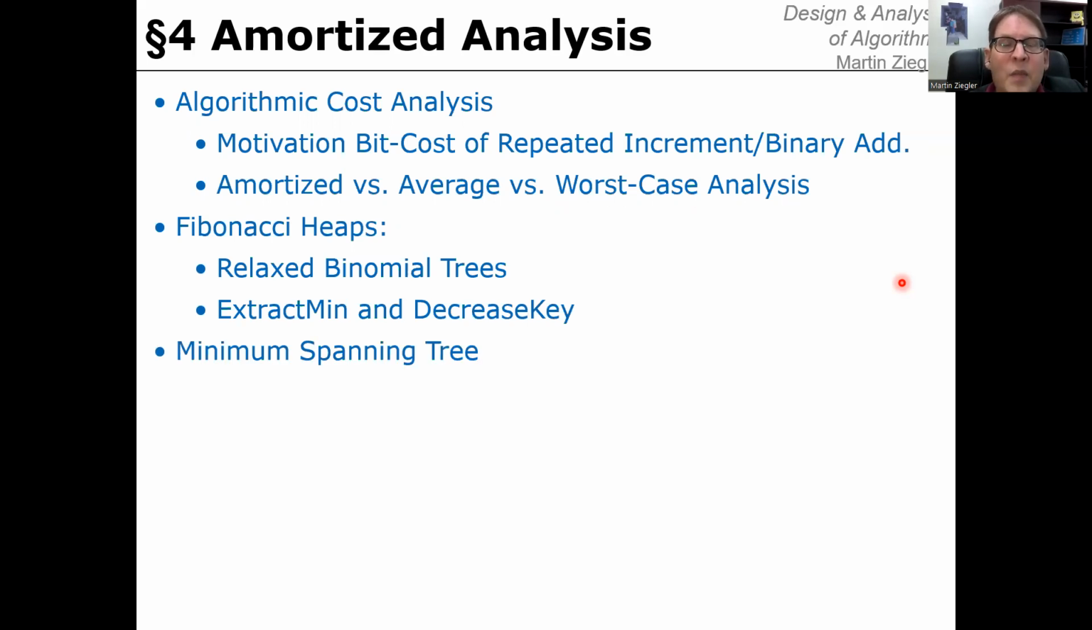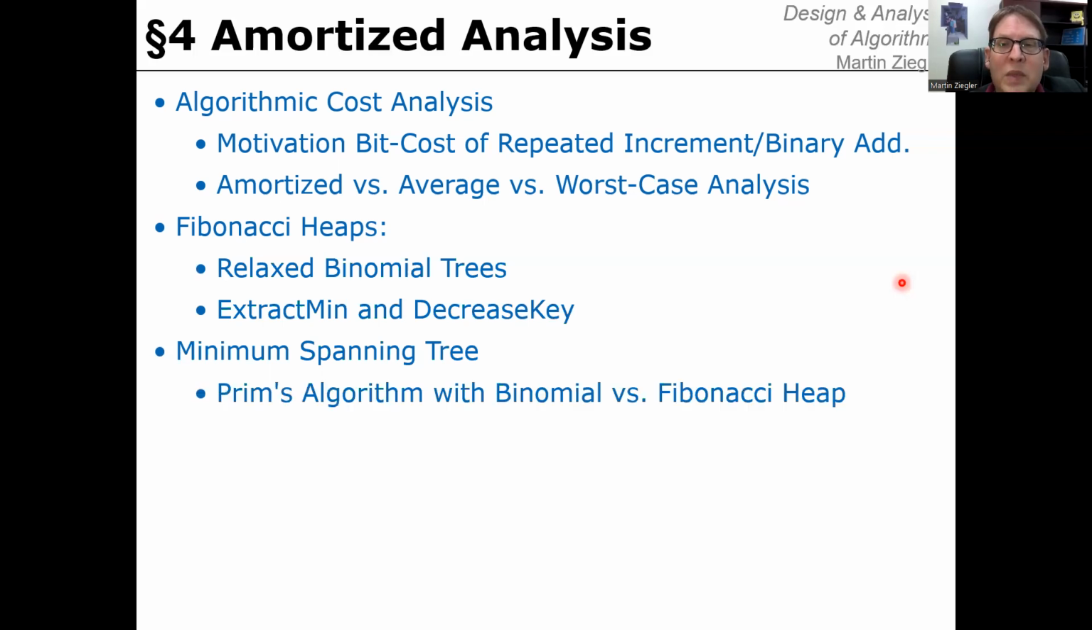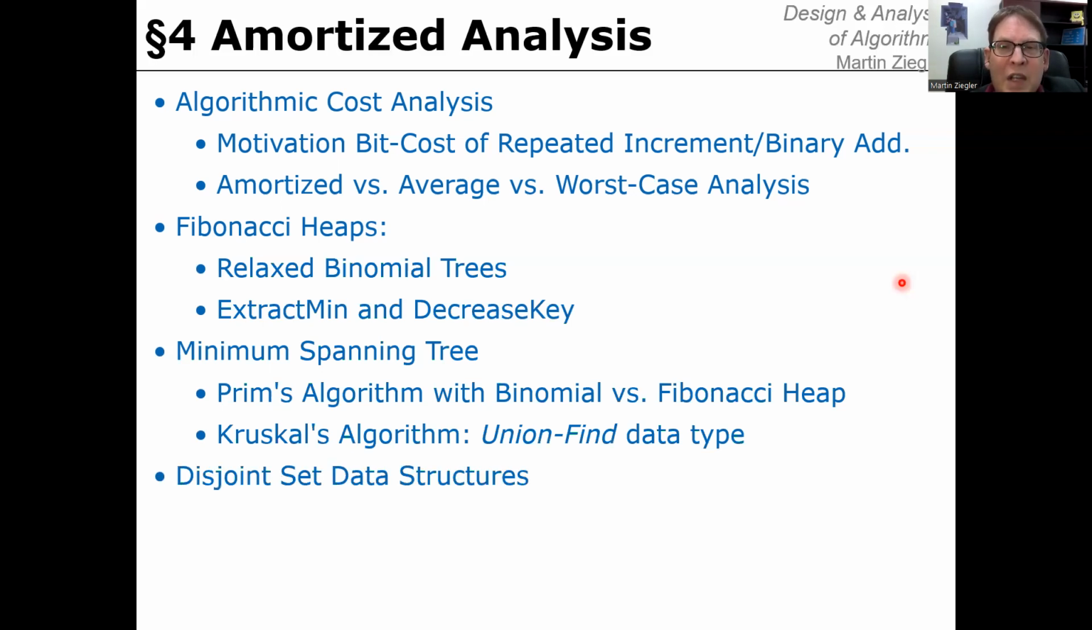and then we'll discuss their applications to the computation of minimum spanning trees, accelerating classical algorithms like Prim's algorithm from using a binomial heap versus using this newly developed Fibonacci heap and its amortized analysis. Similarly, we're going to recall Kruskal's algorithm also for computing a minimum spanning tree and its implementation building on top of a disjoint set data structure, namely the union-find data type.